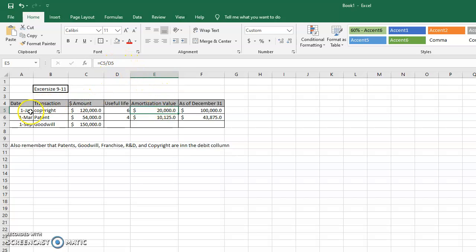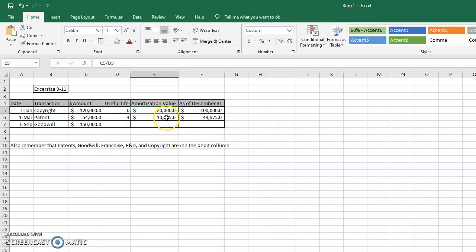Because this was January 1st, I just did it for the whole year because it was at the beginning of the year. So you just need to divide the total amount by the useful life of 6 years and you get $20,000. For the end of the year, you subtract the 20,000 from the 120,000, and that's what it would be as of December 31st.